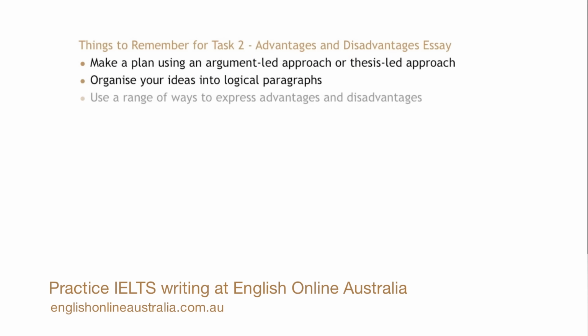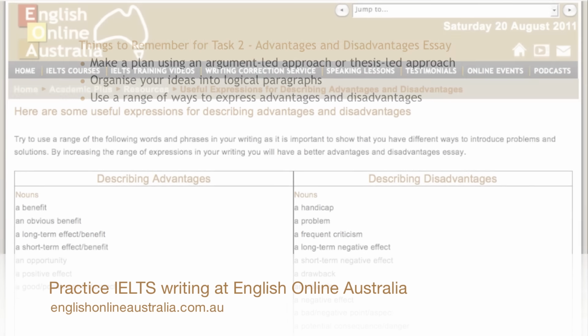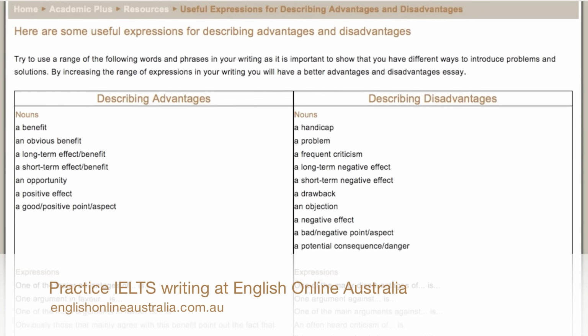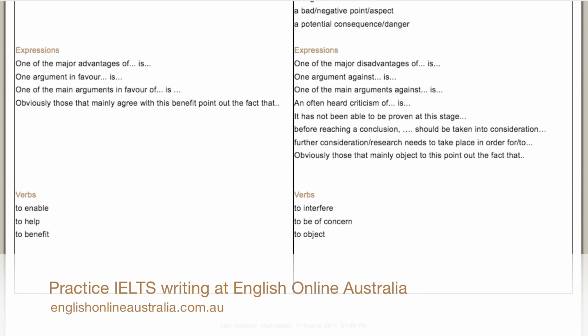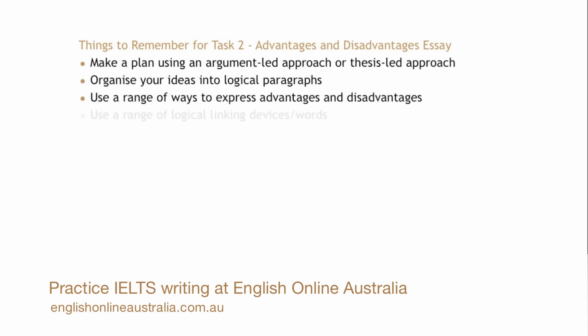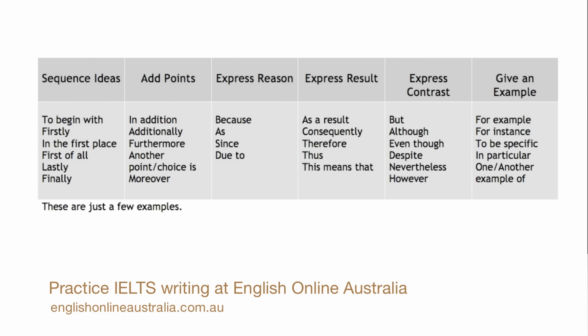You also need to use a wide range of ways to express advantages and disadvantages, and you can see more of these on the website. Here are just a few. And finally, you need to use a wide range of logical linking words or devices. And again, here are just a few examples.